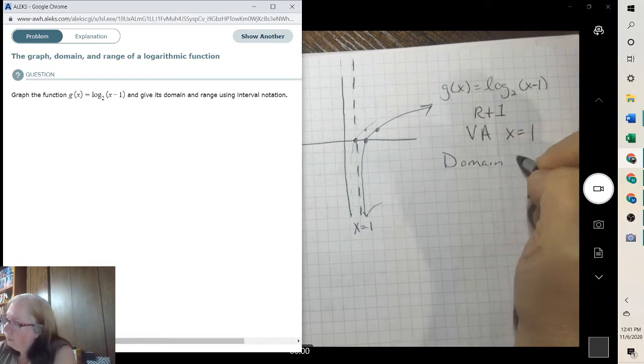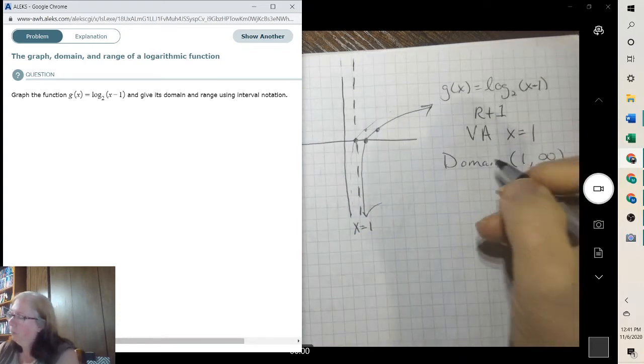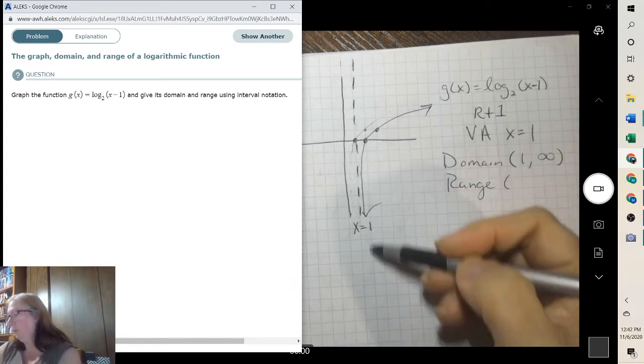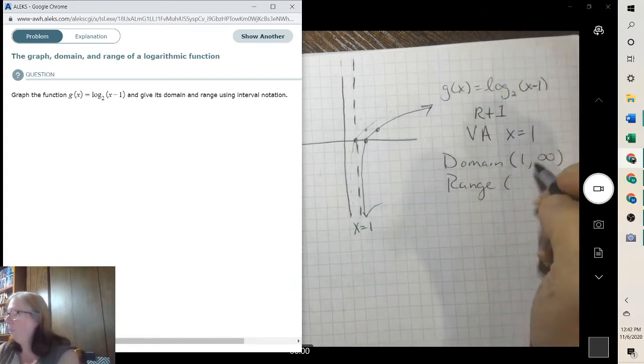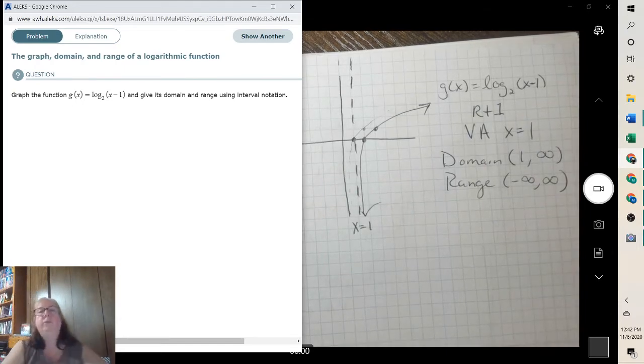Domain, 1 to infinity, because we're starting here at 1 and going over. Range, all real numbers, because this keeps going down and that keeps going up. That's it for the graphs.